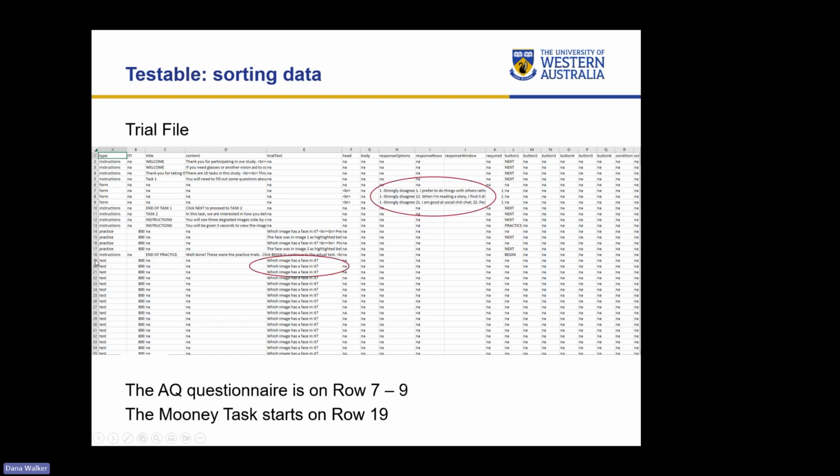So I need to remember this. I usually have a little book that I write down, like, okay, Mooney is starting at row 19 to row whatever. Scroll down, find where it stops. Does that make sense to everyone? You need to make sure you know where your tasks and questionnaires start and end in your trial file by row. And that's Excel row, okay?